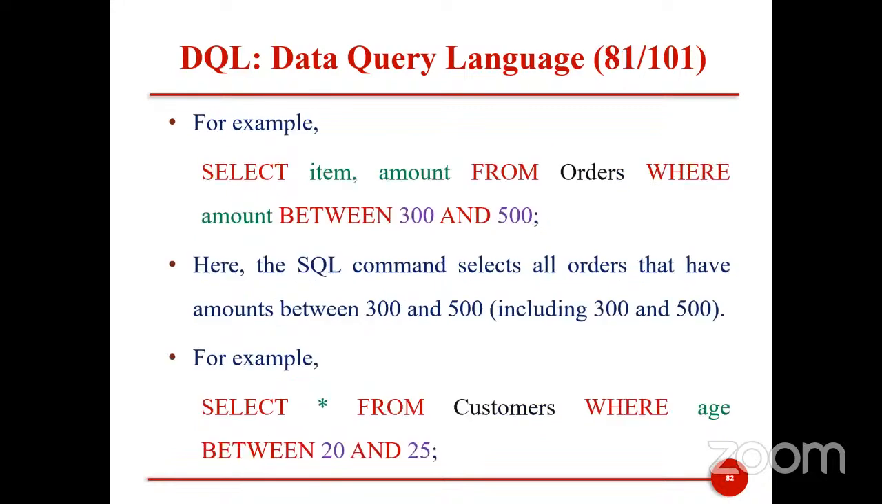Then the syntax is you use SELECT columns FROM table WHERE the column is BETWEEN, then you specify the values. For example, we have SELECT item name, amount FROM orders WHERE the amount is BETWEEN maybe 300 and 500. So all the orders that are made where the amount is between 300 and 500 will be displayed. That is using the BETWEEN operator.